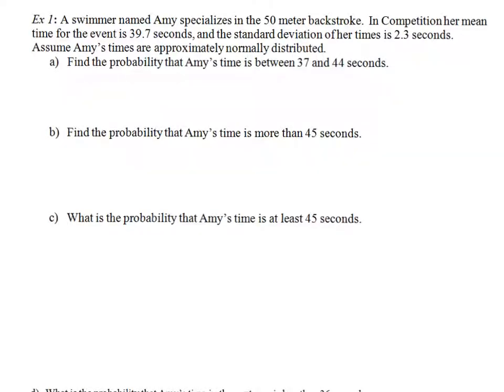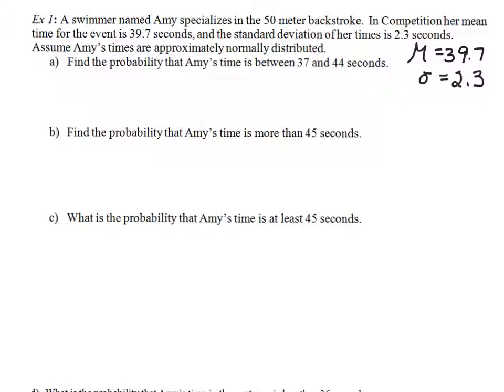So example number 1 says a swimmer named Amy specializes in the 50-meter backstroke. In competition, her mean time for the event is 39.7 seconds, and the standard deviation of her times is 2.3 seconds. So the first thing we want to do is write down the information that we're given. The mean score is equal to 39.7, and the standard deviation is equal to 2.3. Find the probability that Amy's time is between 37 and 44 seconds.